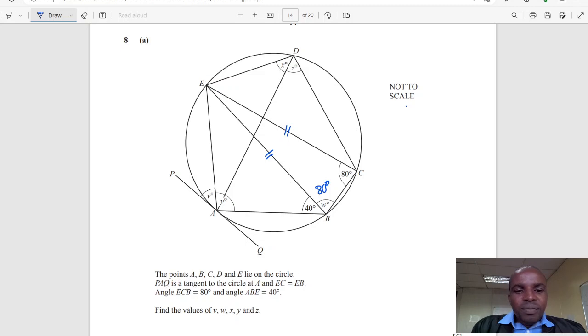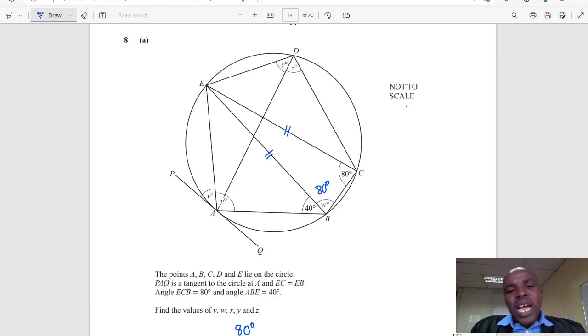Then they said ECB is 80 degrees. Then angle ABE is 40 degrees, given. Then find V, W, X, Y, Z. I've already found W is 80 degrees. Why? These are base angles of an isosceles triangle. They are the same.